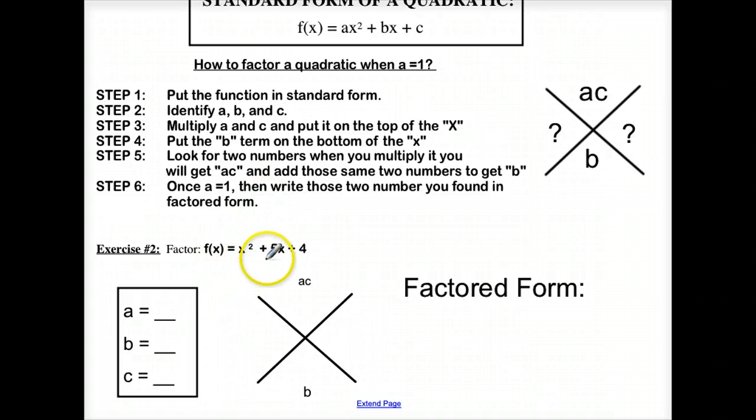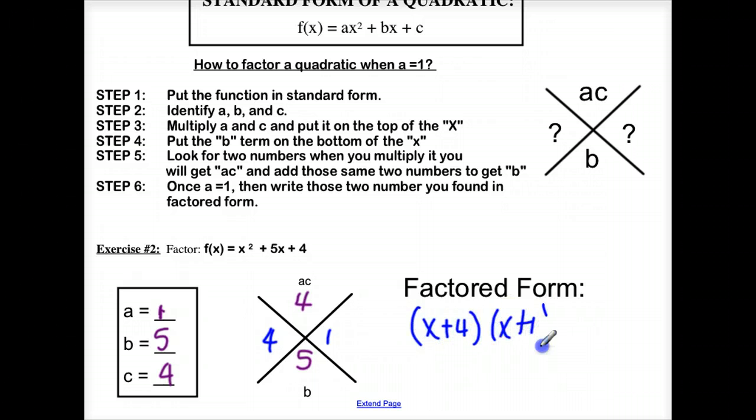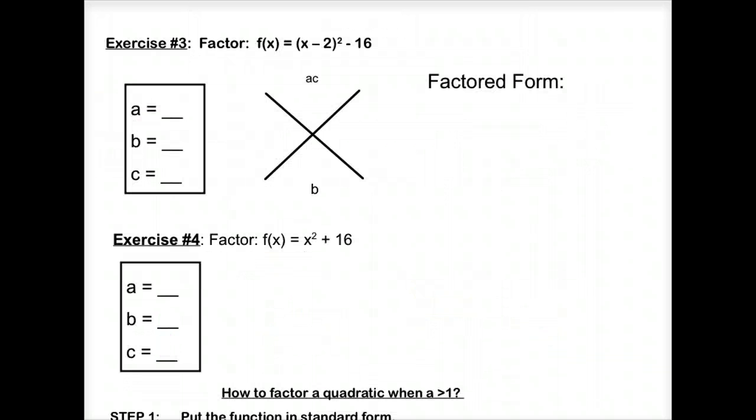F of x is equal to x squared plus 5x plus 4. My A is 1, my B is 5, and my C is 4. So I know at the top it's a times c. In this case, 1 times 4 is 4, and my b term is 5. I need to find two numbers. When I multiply them, I get 4, and when I add them, I get 5. So 4 times 1 is 4, check. 4 plus 1 is 5. So when I write that in factored form, it's going to be x plus 4, x plus 1. Let's look at a few more examples.